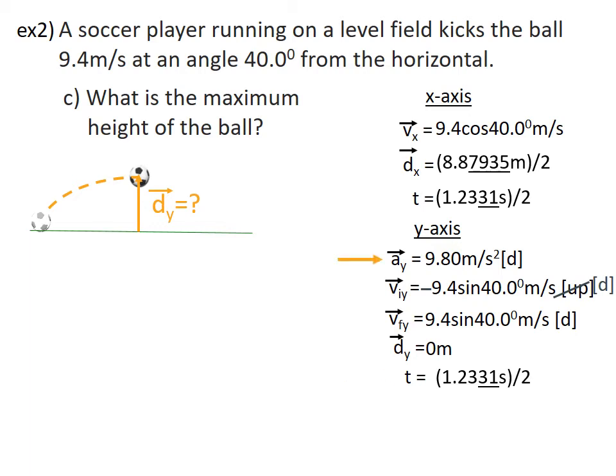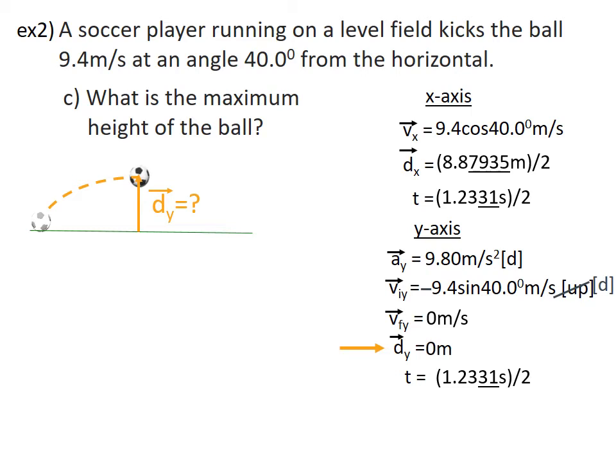Acceleration is always 9.80 meters per second squared down. That does not change. Initial velocity, that's the speed with which the ball left the soccer player's foot. That does not change, but the final velocity does change because we are at the peak. The ball is no longer going up. It has not yet started going down, so our final velocity in the y direction is 0 meters per second.